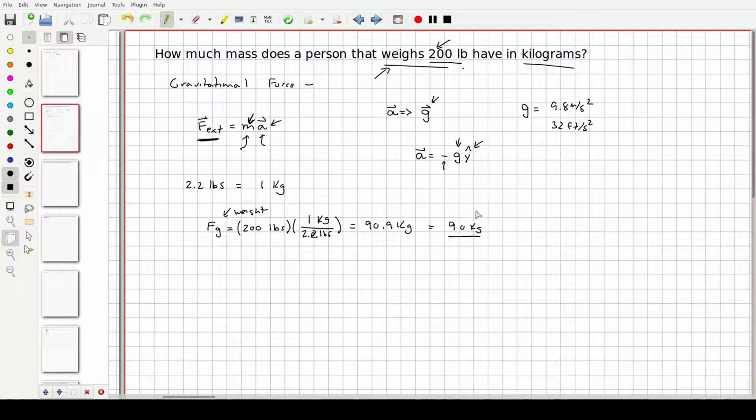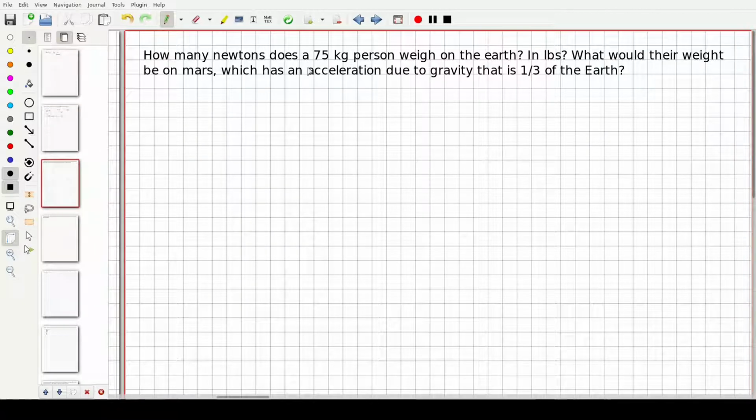Okay, so this is mass. Again, mass is affected by gravity to produce acceleration. Now, thankfully, gravity always produces the same acceleration close to the Earth, which makes these sorts of problems relatively easy. Now, so let's work another. How many newtons does a 75 kilogram person weigh on the Earth?